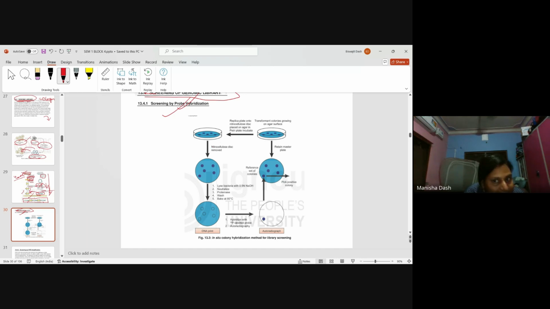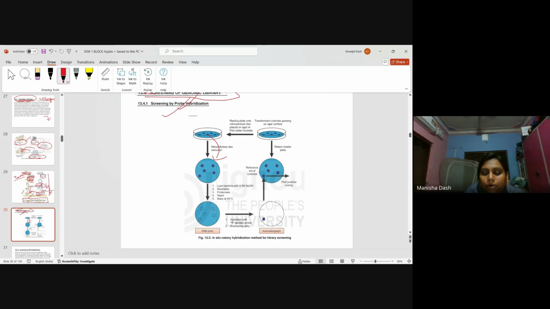Okay, so what is done, the replica plate onto the nitrocellulose disc is placed on the agar in the petri plate and incubated. Then you can see this is the petri plate where the bacterial colonies are growing. So you can just put a nitrocellulose disc on this plate. Once you put the nitrocellulose disc, what will happen? The bacterial colonies will be transferred from this plate to the nitrocellulose disc. So once the nitrocellulose disc is removed, it has already taken up your bacterial colonies from the petri dish.